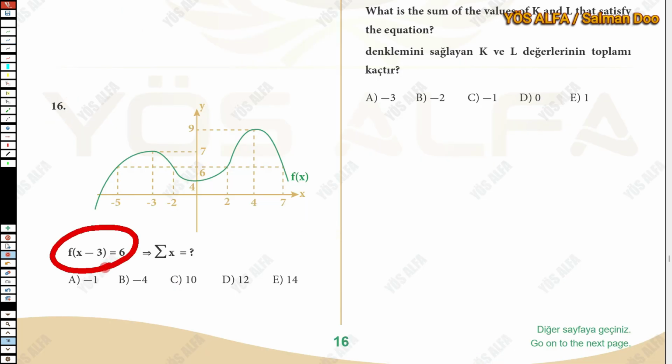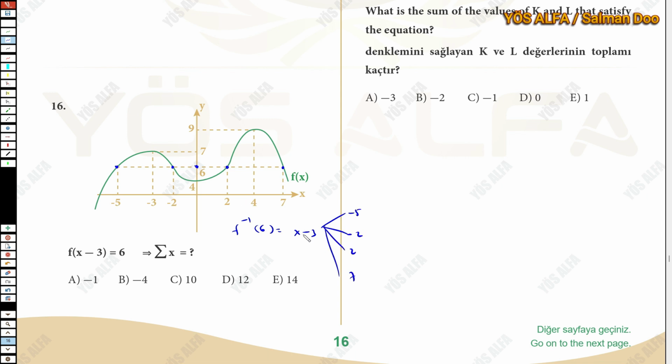16. F of x minus 3 is equal to 6. From here we have f inverse of 6 is equal to x minus 3. And the f of x graph is given. F inverse of 6 is the x values when y is equal to 6. So when y is equal to 6, we have x value here and there and here and here. So we have 4 different x values. They are minus 5, minus 2, 2, and 7.